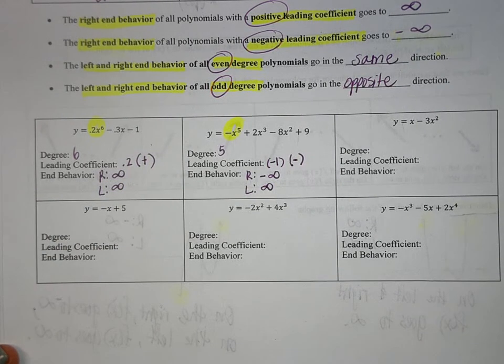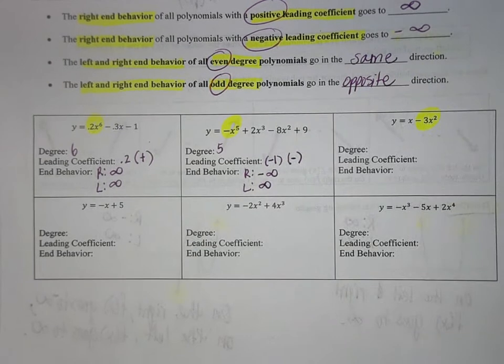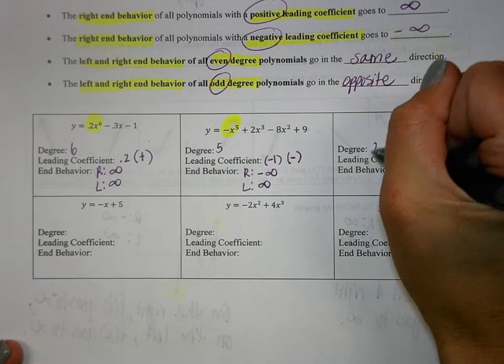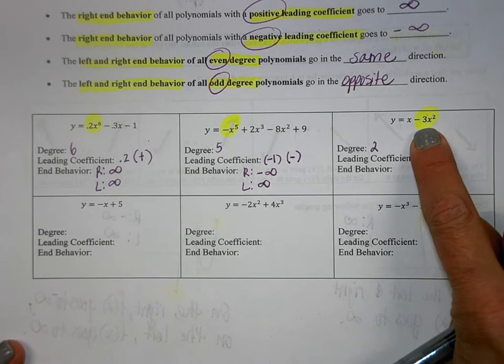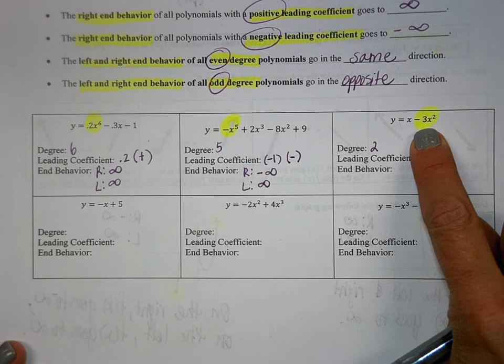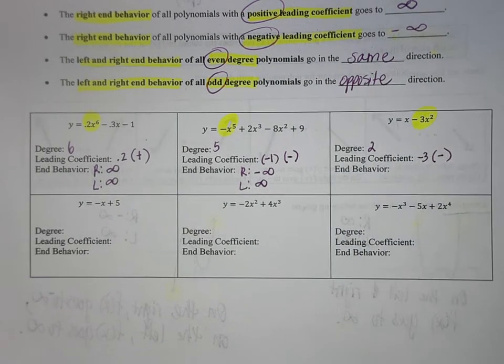Okay, so let's try this next one. I'm going to just pick on you because I want to make sure you get it. Okay, you ready, D'Angelo? Yeah. What's the degree on this next one? 2. What is my lead coefficient? 1. No. Your lead coefficient always comes from the number with your highest degree. -3. Good, -3. And specifically, we know that's negative.